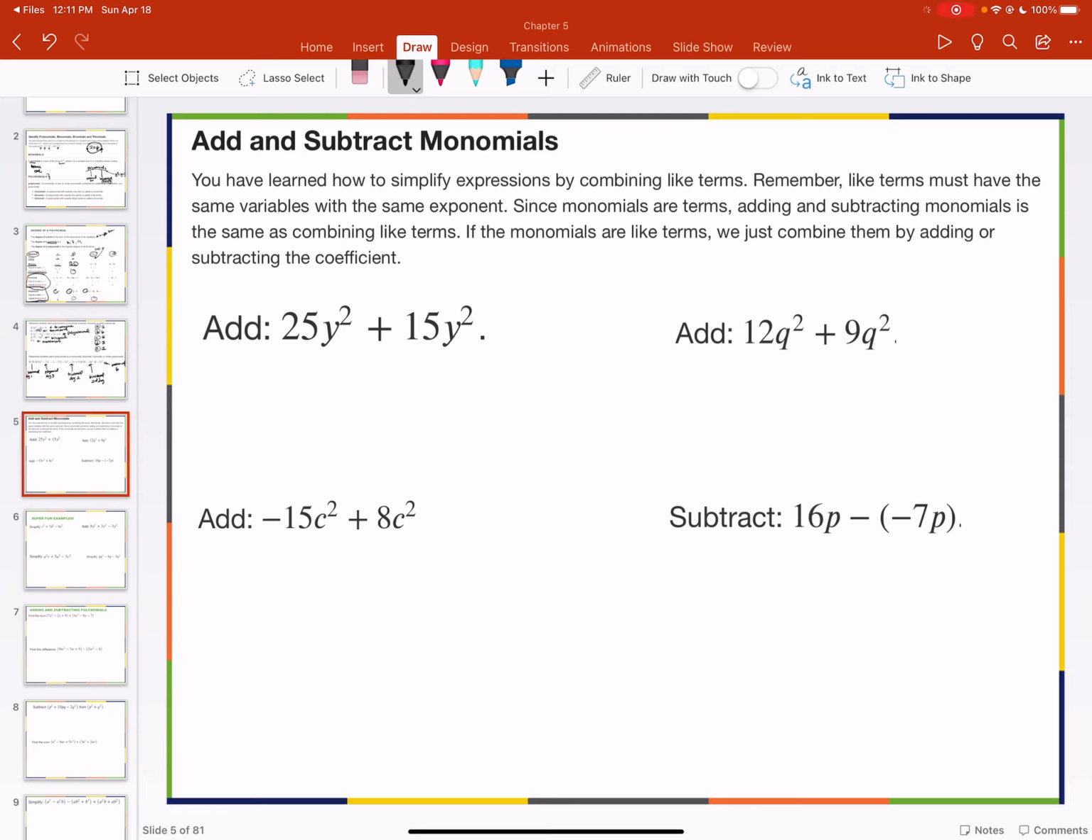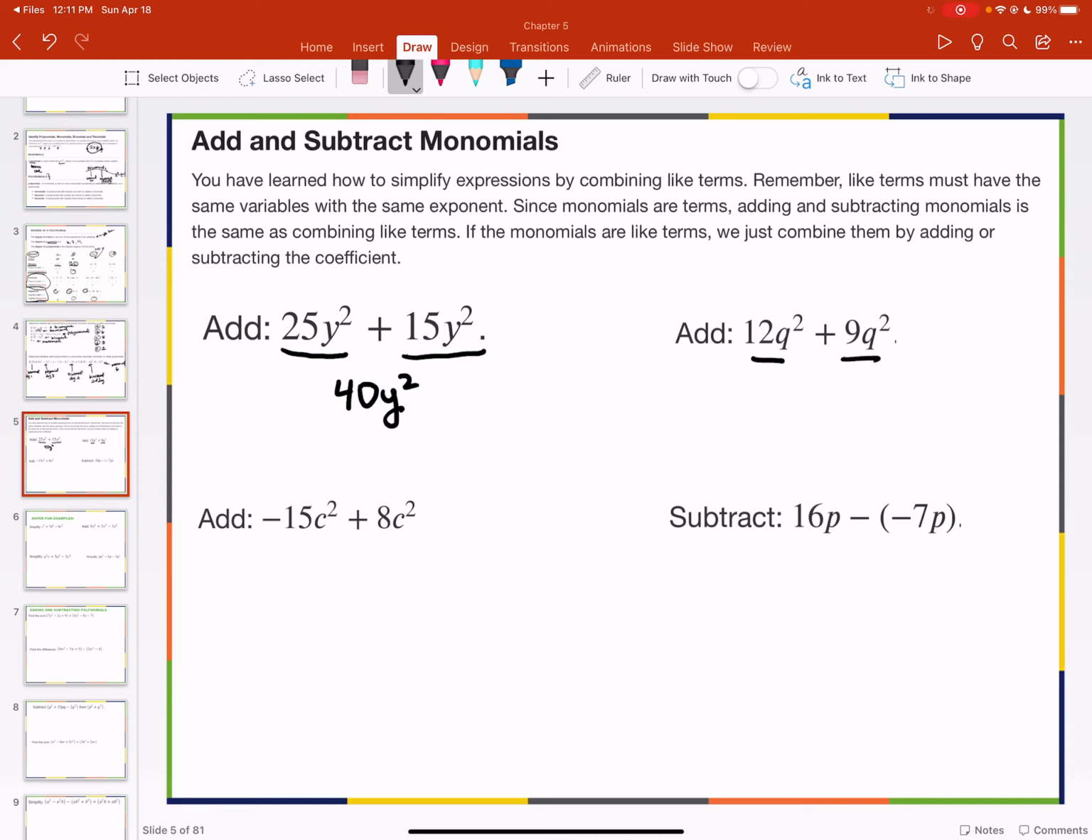So let's see here. Here we have 25y squared plus 15y squared. Sometimes if they're like terms, I like to think of them as apples. If you have 25 apples plus 15 apples together, that's going to be 40 apples, but instead of apples, it's y squared. So really you just look at the coefficients and deal with those.